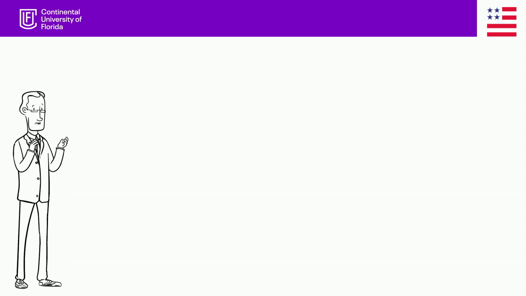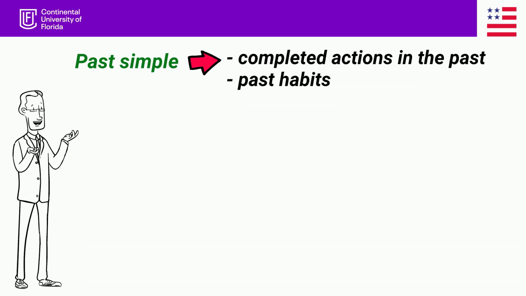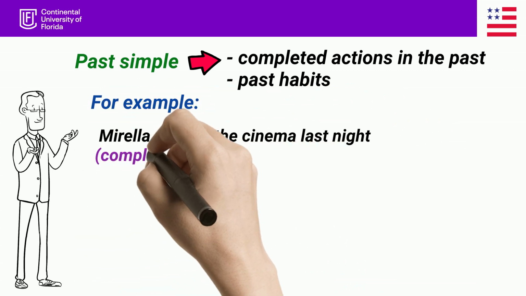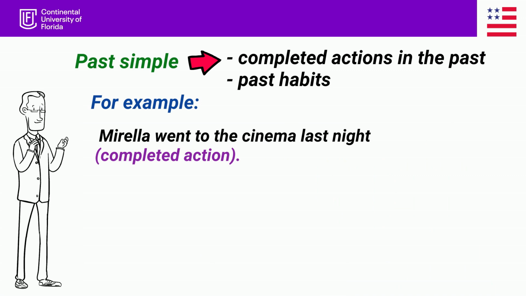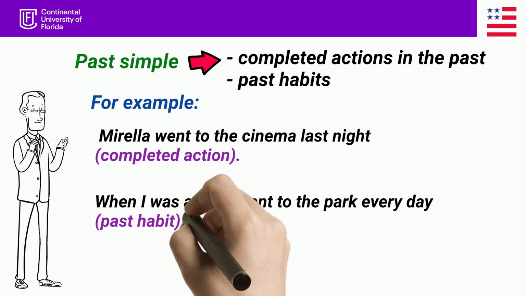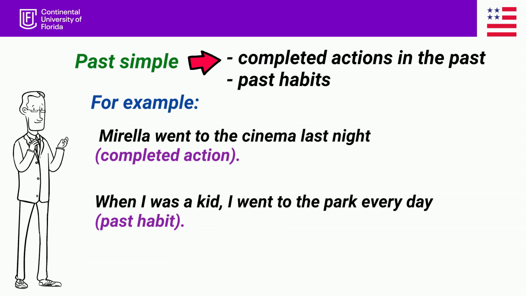On the other hand, we use the past simple when we want to talk about completed actions in the past and past habits. For example, Mireia went to the cinema last night. That is a completed action in the past. When I was a kid, I went to the park every day. That is a past habit.